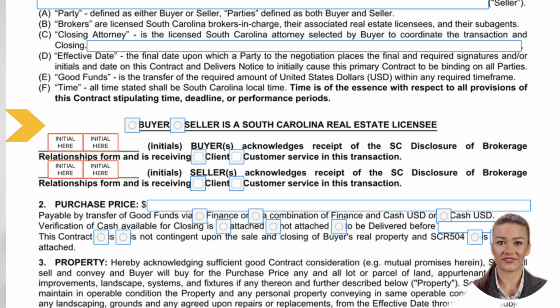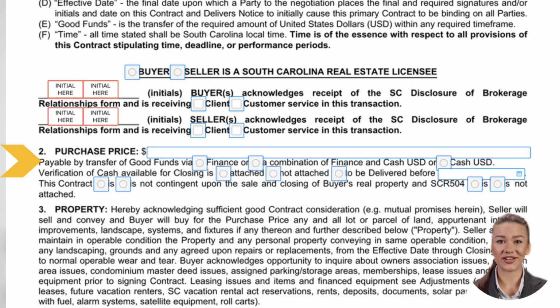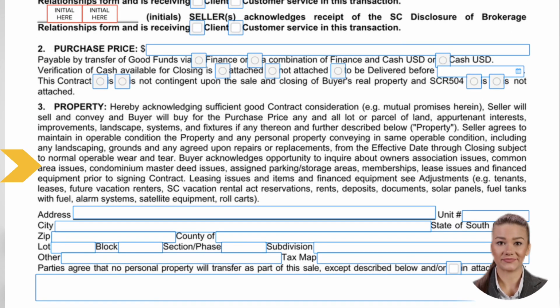Next, you must identify if the buyer or seller has an active South Carolina real estate license. It also asks the buyer and seller to confirm the type of agency they have with their agent. Section 2 asks what the purchase price is, how the buyer will pay for the property, if they are providing proof of funds, and whether this sale is contingent upon the sale of another property.